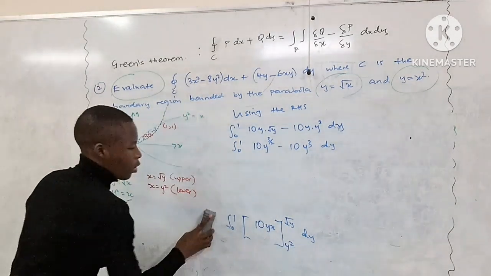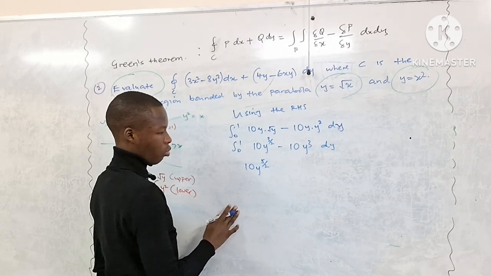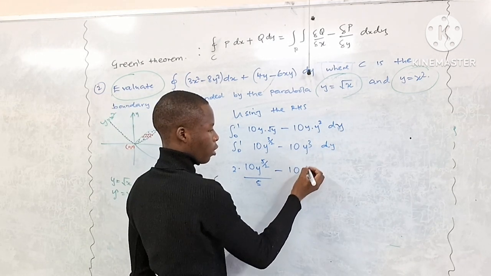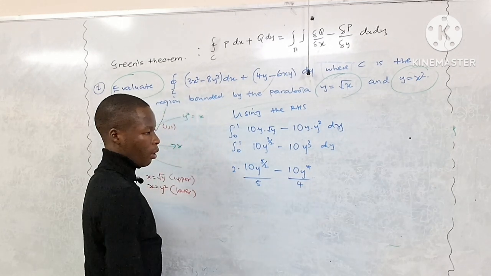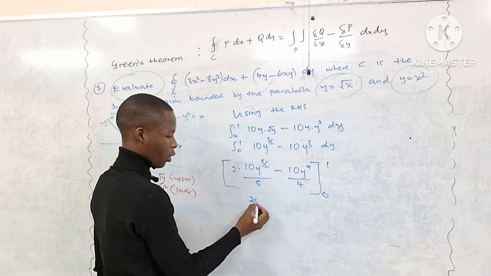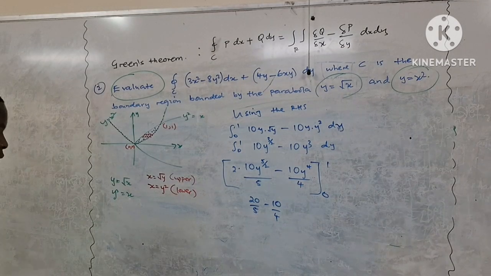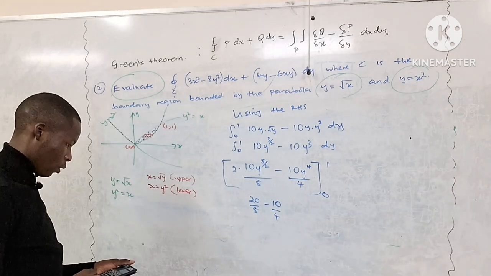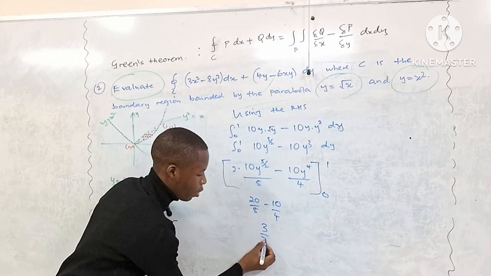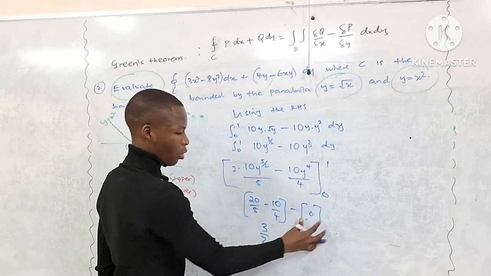Let's integrate this with respect to y. This is 10y to the power 5 over 2, divided by 5 over 2, which becomes times 2 over 5, subtract 10y to the power 4 by 4, from 0 up to 1. This becomes 20 by 5, subtract 10 by 4. 20 by 5 is 4, subtract 10 by 4. The answer is 3 by 2. I ignored the lower limit because it becomes 0. If you substitute 0 here, it is 0.